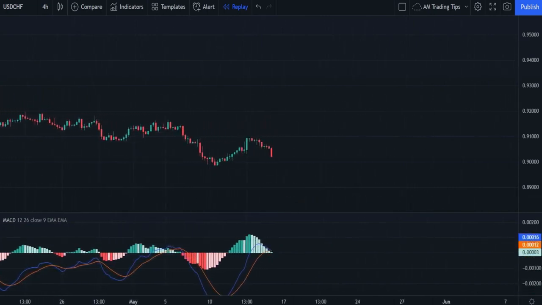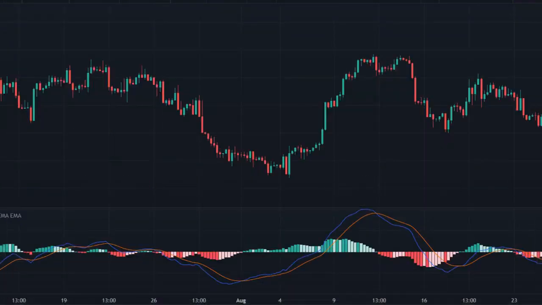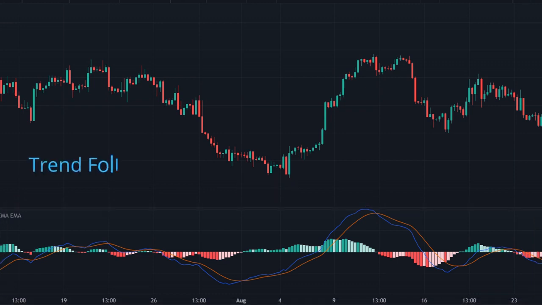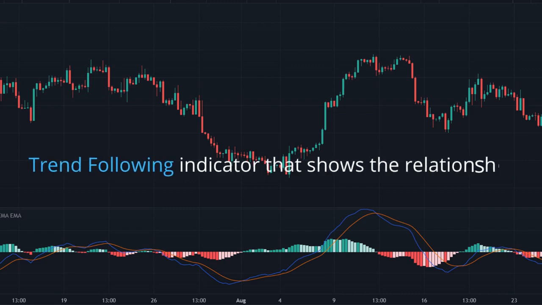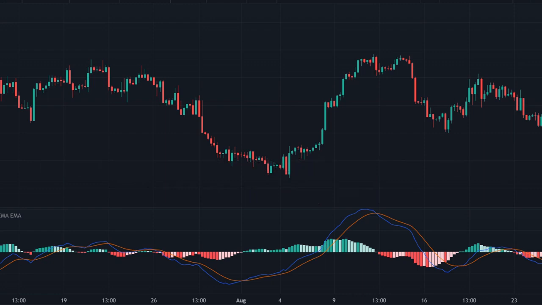So let's start. Moving Average Convergence Divergence, also known as MACD, is one of the most simple and popular indicators used by traders. Essentially, it is a trend-following indicator that shows the relationship between two moving averages. So let's first apply this to our chart.